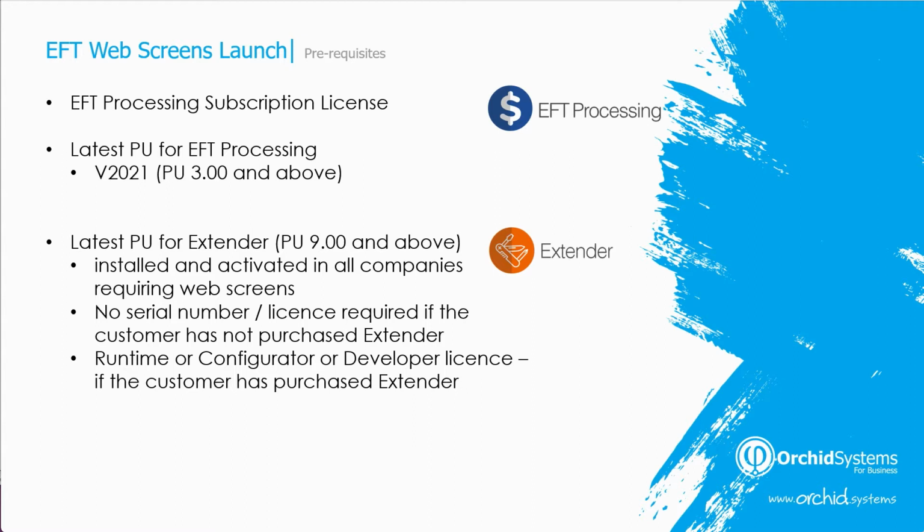But if the customer does have a runtime or configurator or developer license already, then they are able to run EFT web screens as long as they have an EFT subscription license and PU9 of Extender has been installed and activated in the appropriate companies. And for System Manager, you need to be on PU2 and above for version 2021.